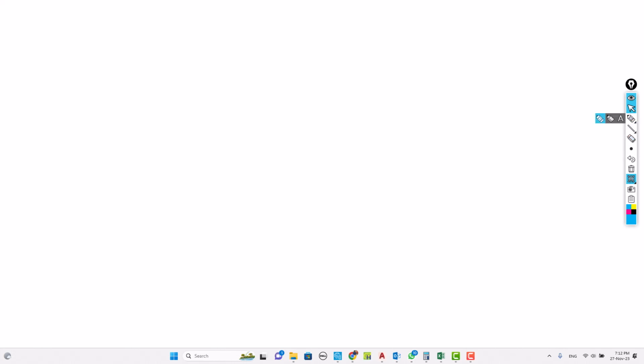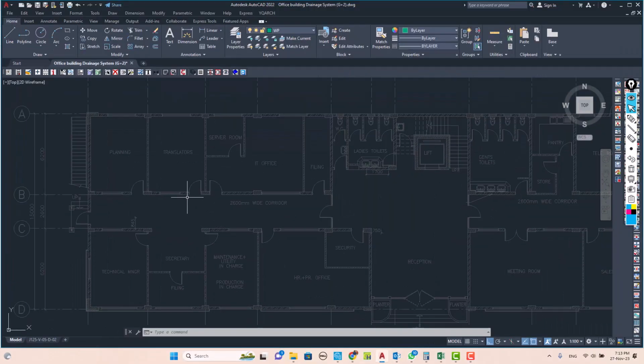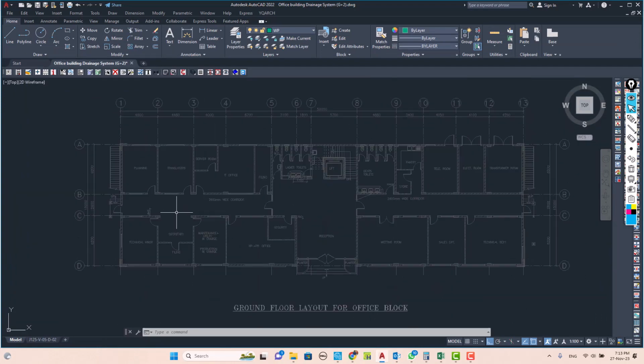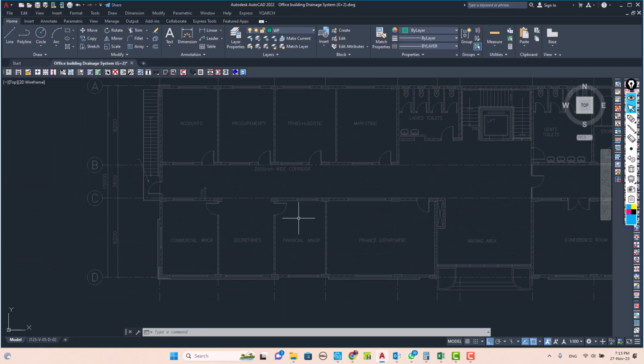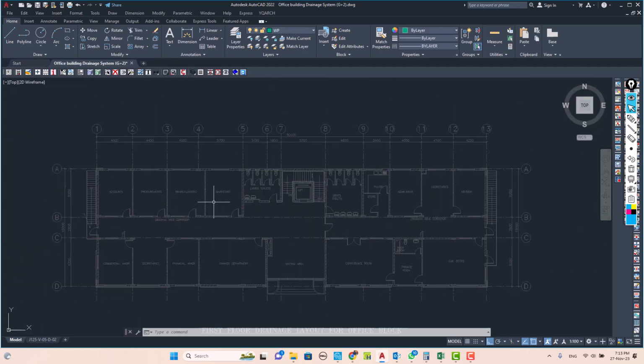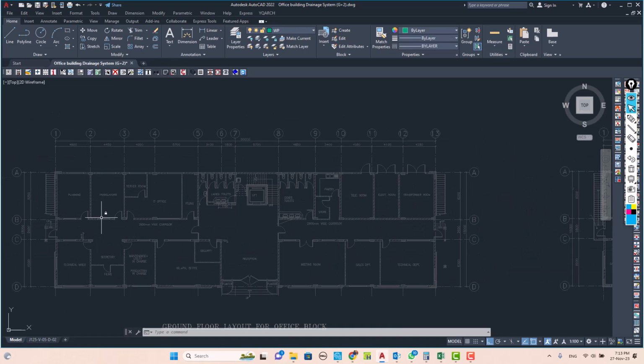See, suppose you got this drawing. This drawing I downloaded from the internet only for making the video. Okay, suppose you got this drawing from the client side and we have to design the plumbing system. Okay, so what will we do first?